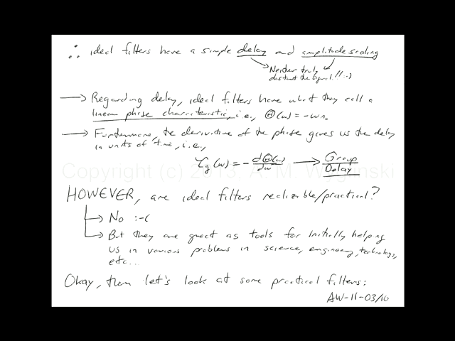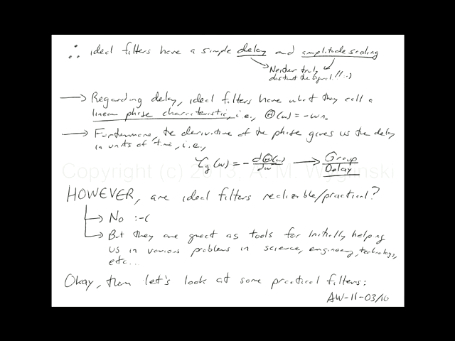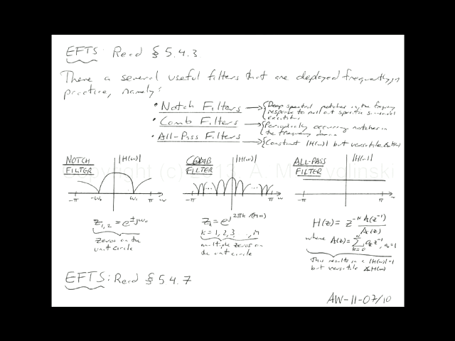Okay. So in terms of practical filters, I'm just going to touch upon a few. Some of the practical filters that I want to bring up, and these are some pretty good ones, have analog equivalents. There are notch filters, comb filters, and again, the all-pass filter. The all-pass filter is not a brick wall filter, and you can play around with the phase very nicely.